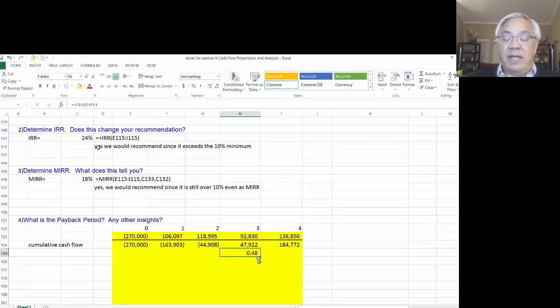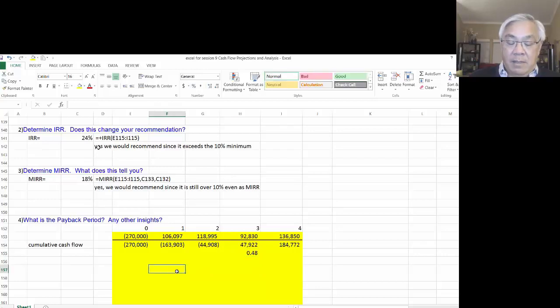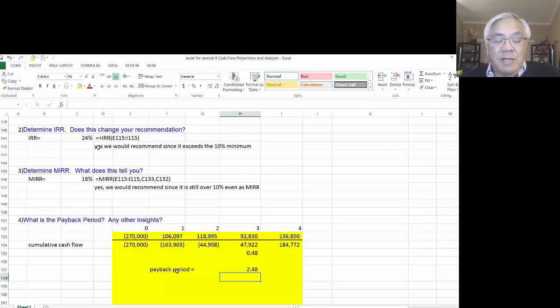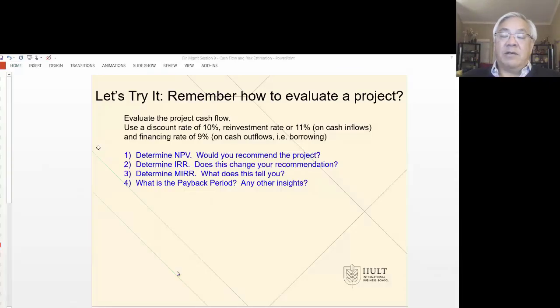Answer, 0.48. So the payback period equals 2 plus 0.48. And the reason it's 2 plus is we're in our 3rd year. So it's between 2 and 3 years. So the answer is 2.48, which is about 2.5 years, which is approximately end of June in that 3rd year, if we're a calendar corporation. All right, so the answer is yes, yes, yes. We like this project. Payback is really not as definitive in this regard, but we're just making sure you get that judgmental sense.